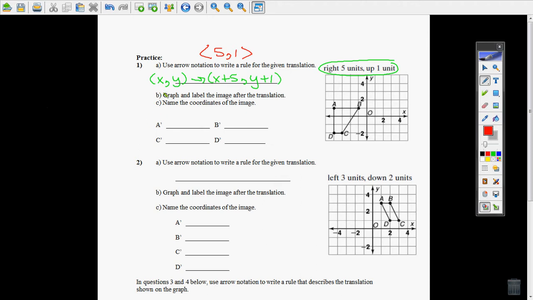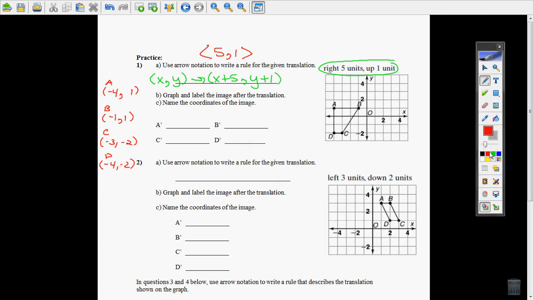So let me go ahead and do the new points. Okay, so A is at (-4, 1). B is at (-1, 1). C is at (-3, -2). And D is at (-4, -2).